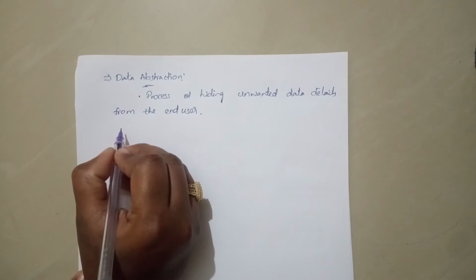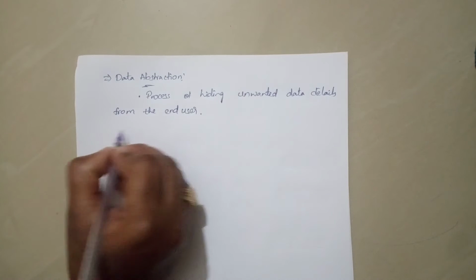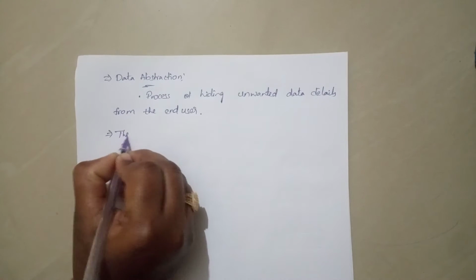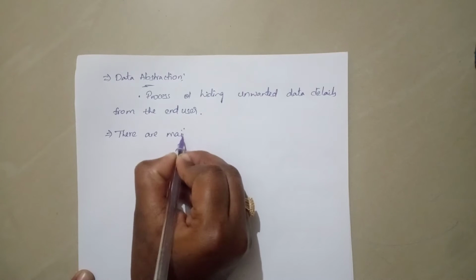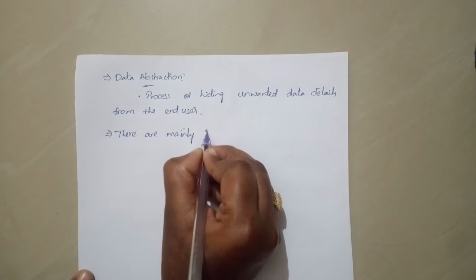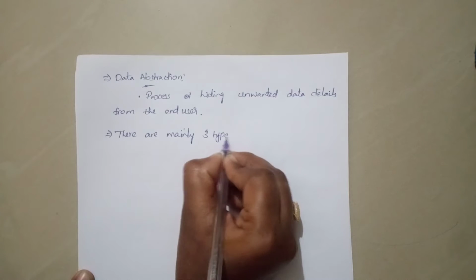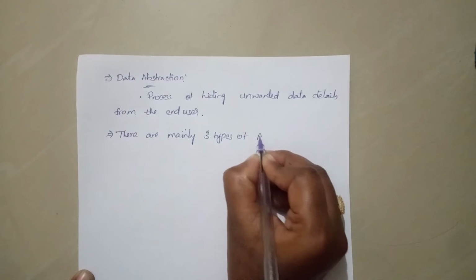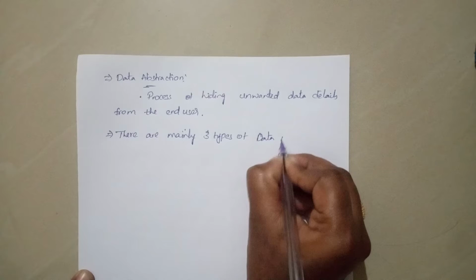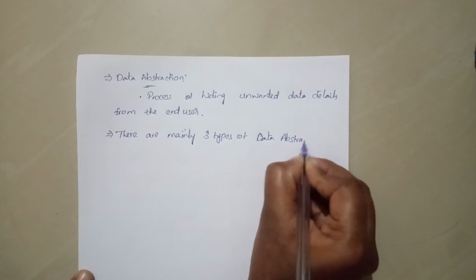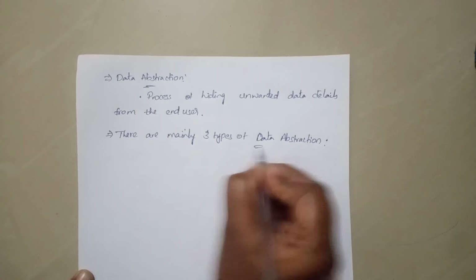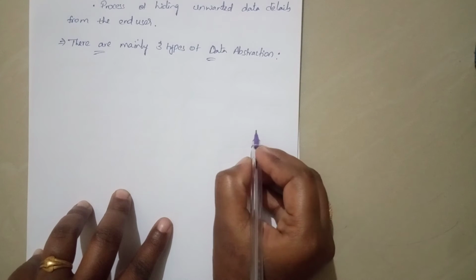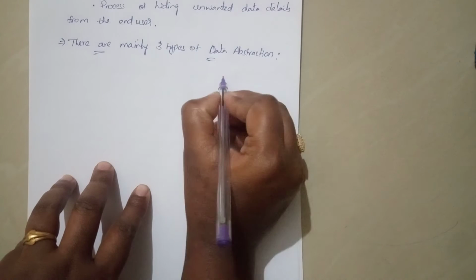And next, types of data abstraction. There are mainly three types of data abstraction: physical level, conceptual level, and view level.